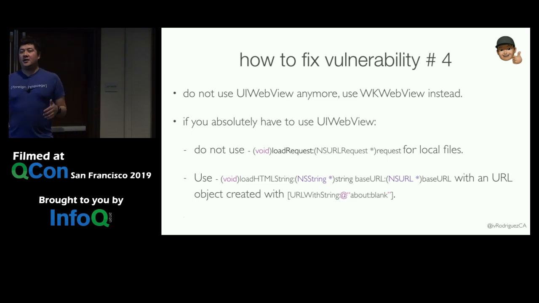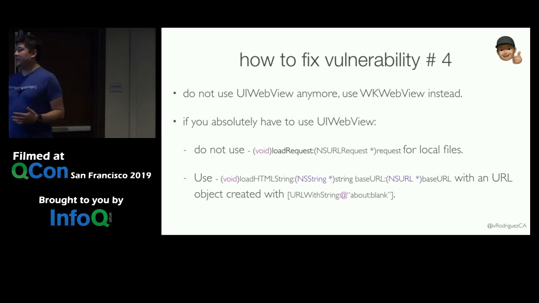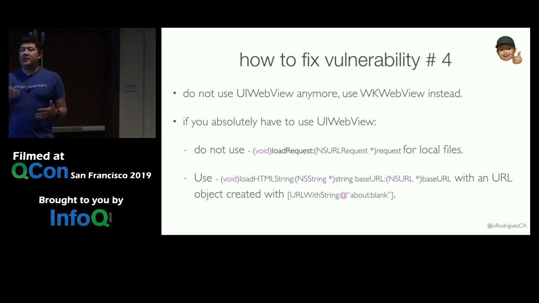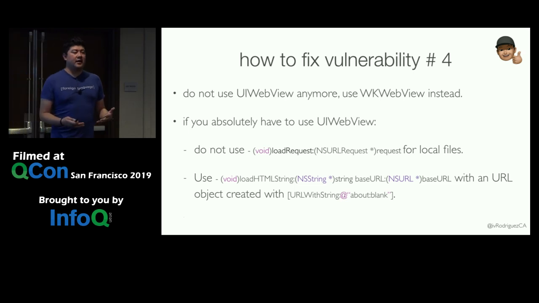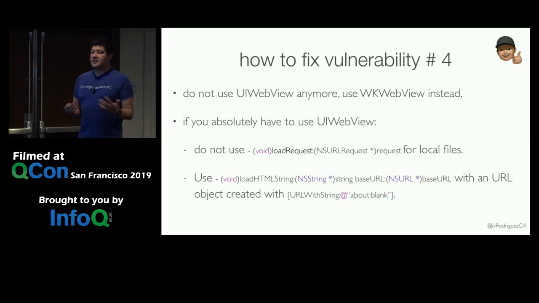Don't use the load request for local access. And if you're using the base URL method, if you don't know what the base URL should be, you can use the strict one where you just have about:blank, which is a standard way on the web to load a blank web page. And that will give the scope to your web view of just whatever is loaded within that web view, and that's all the resources that JavaScript can access.